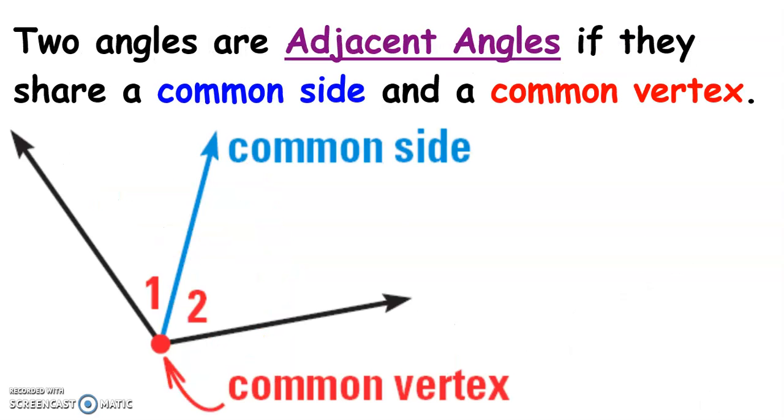Adjacent angles share a common side and a common vertex. So angle 1 and angle 2 are adjacent because they share this common vertex right here and this common side. Adjacent means right next to. So if you were going to park in the adjacent parking spot, you would park right next to me.